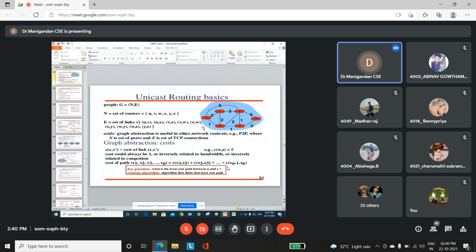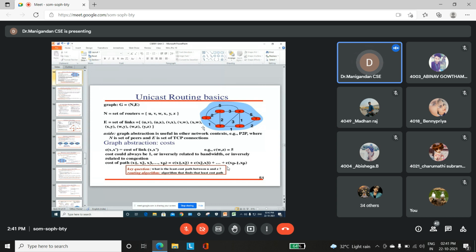For example, the cost of a path x1, x2 till xp is equal to c(x1, x2) plus c(x2, x3), and then like that it goes on, up to c(x_{p-1}, x_p). The last node is taken as the start of the next link. So the cost of (w, z): w is the third node and z is the last node. In between, the cost is assigned as 5.